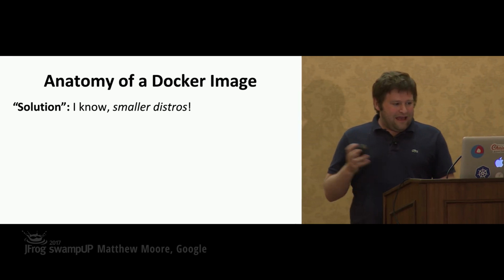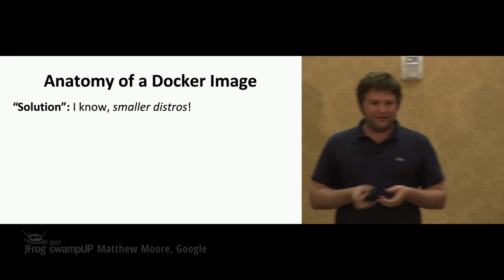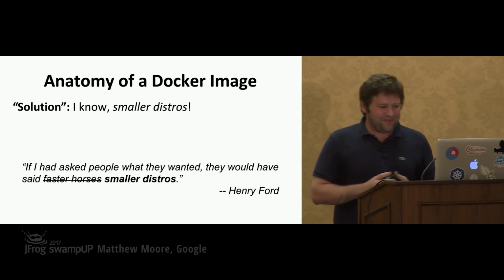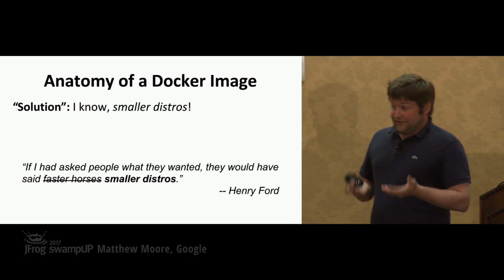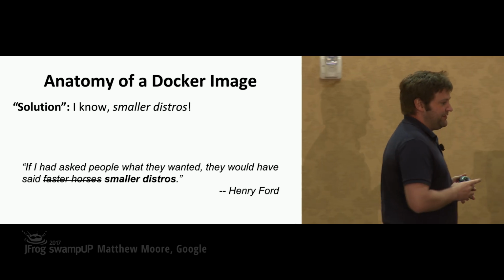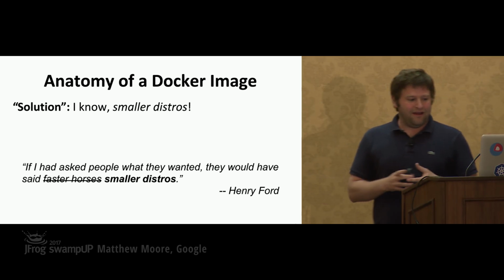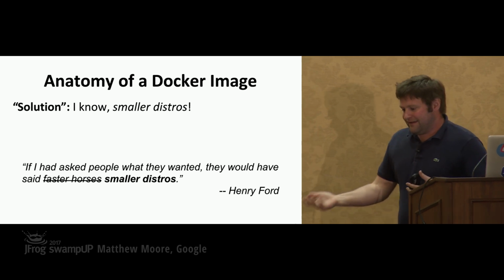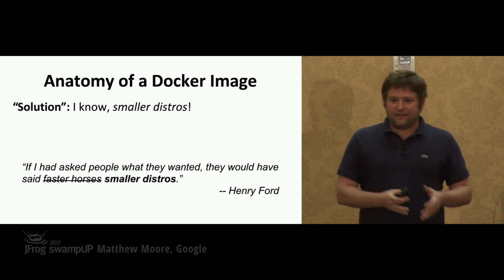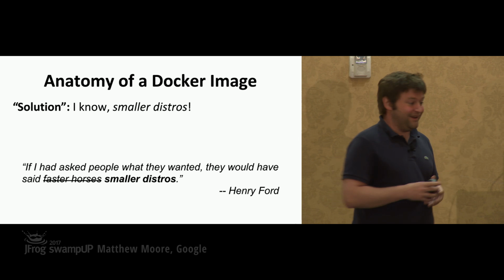So smaller distros. I'm going to invoke Henry Ford on smaller distros. Henry Ford famously said, if I had asked people what they wanted, they would have said faster horses. In our case, smaller distros. And so we've been pursuing faster horses, right? And with some of the compromises we made in terms of compatibility along the way, it's sort of like we've invented a faster horse that's not compatible with my butt. It won't take me from point A to point B faster.